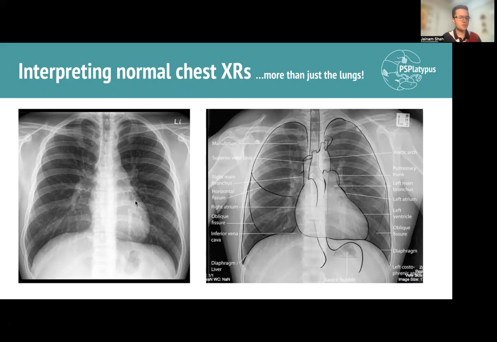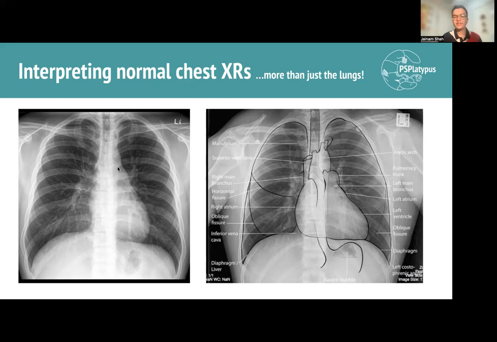You can also see the heart smack bang in the middle, deviated a little bit to the left-hand side as normal. And it's really important to be able to tell the different parts of the heart. So not just that this is the heart, but what does this border represent and what does this border represent?